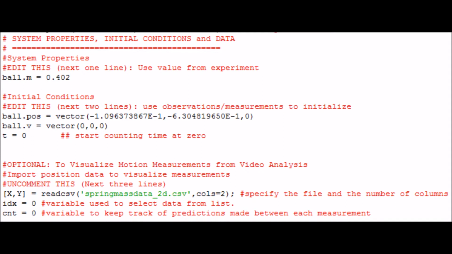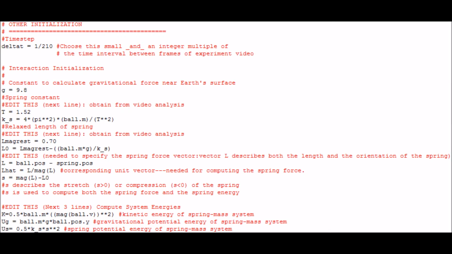Here we see that the initial conditions of the motion of the mass from the video are correctly inputted into the code. Also, we are going to read in the actual motion of the mass as depicted by Tracker to compare the two models in a couple minutes. Other initializations that are necessary for the code to show the correct movement of the mass include the period of oscillation, the spring's stiffness, the rest length of the spring without the mass, the length of the spring when in motion, and the kinetic, gravitational potential, and spring potential energies of the mass.